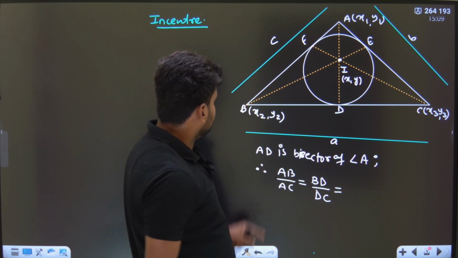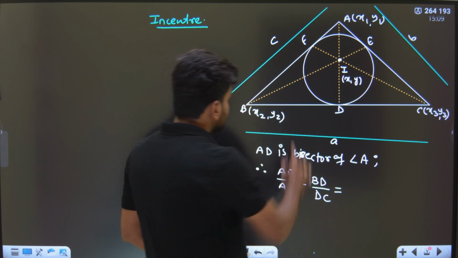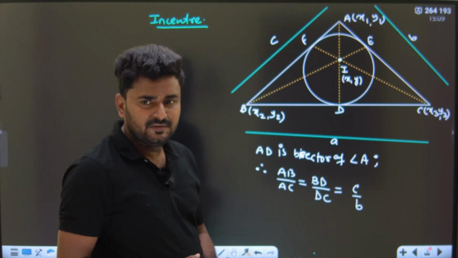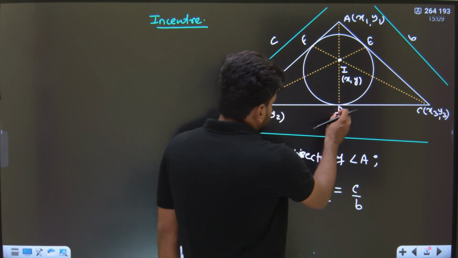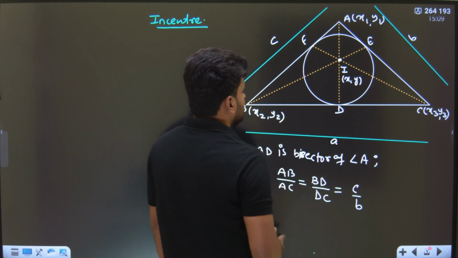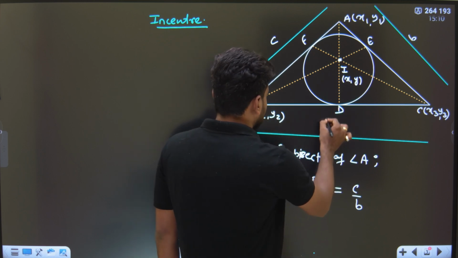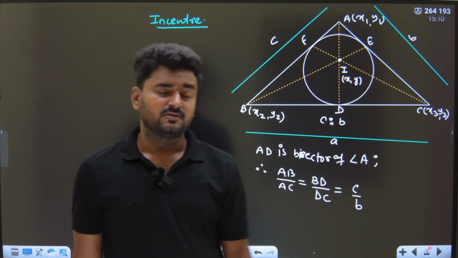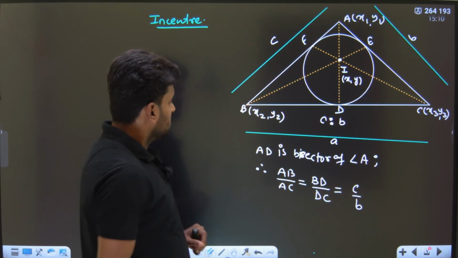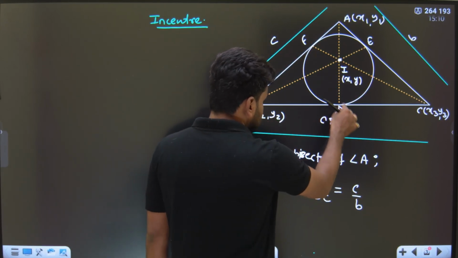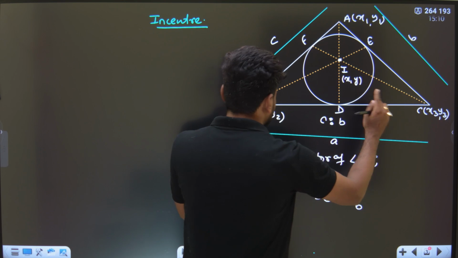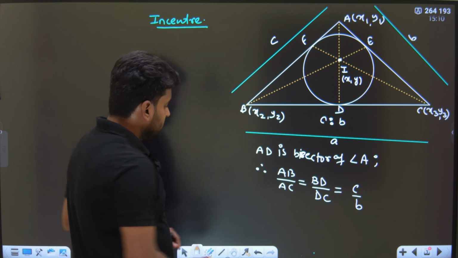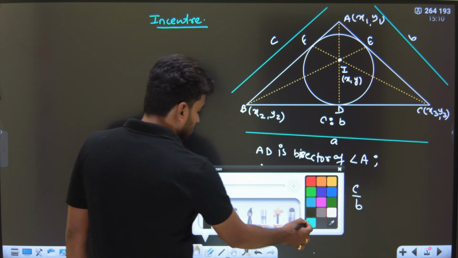So we can write here AB upon AC, the ratio is c ratio b. Understand? It means this D is dividing the line BC in the ratio c to b. So we can get the coordinate of D. How, sir? You can see this is the internal division of side BC in the ratio c to b. So we can write the coordinate of D also. What is the coordinate of D?